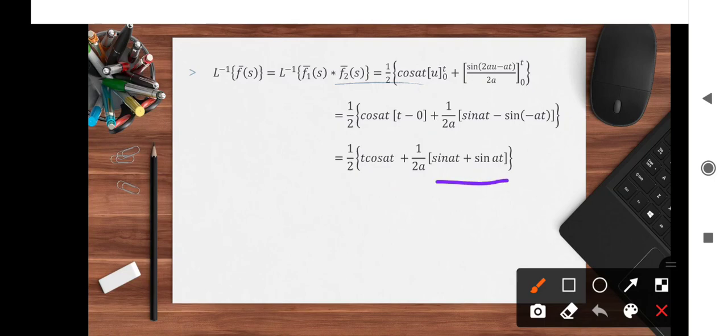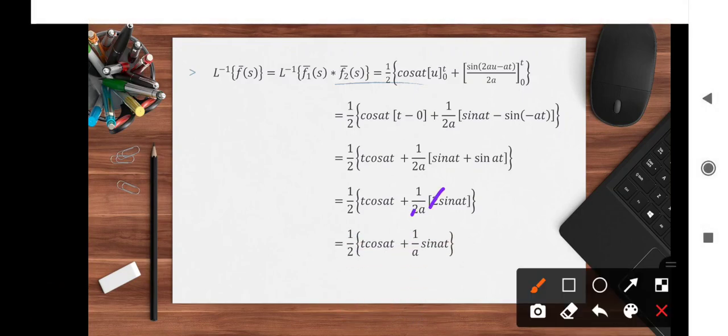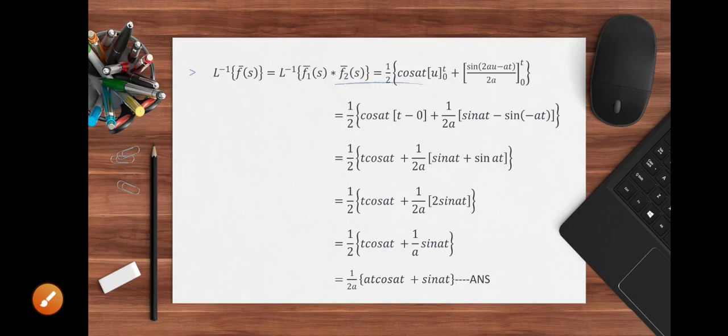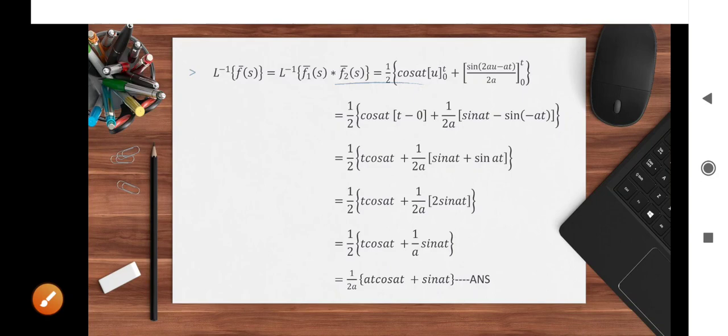These two terms are very similar now. We can add the two terms. So we get the next step as the first term remains as it is and it becomes 2 sine at. Now here 2 gets cancelled. So we get only 1 upon a sine at. You can take a outside the bracket. So here you have to multiply this term by a so as to balance the given expression. So we get 1 upon 2a into bracket at cos at plus sine at as the final answer for the inverse of the given function of s using convolution theorem.